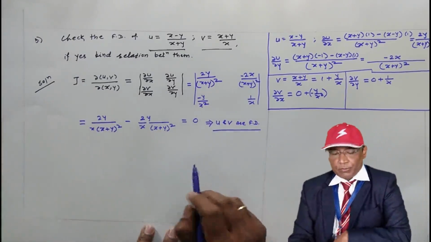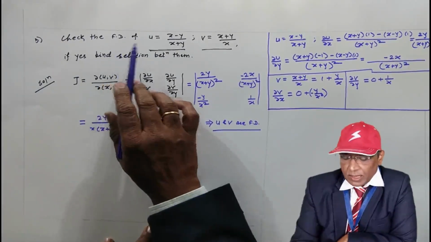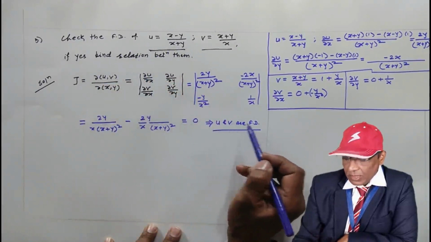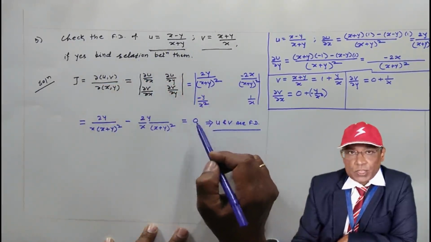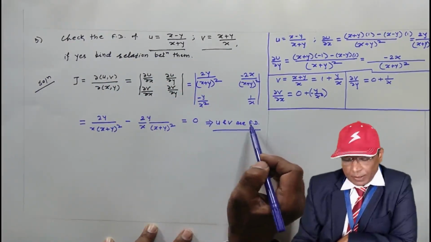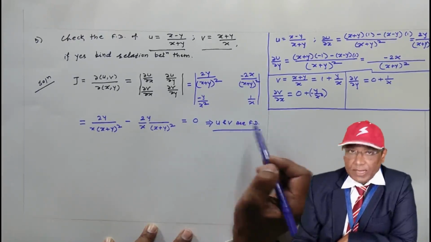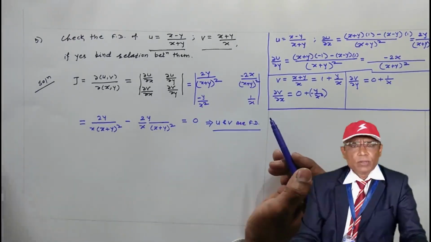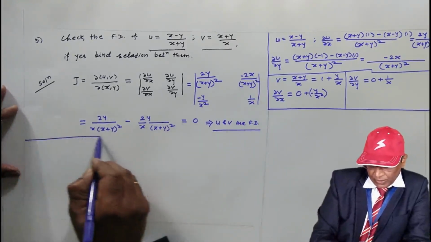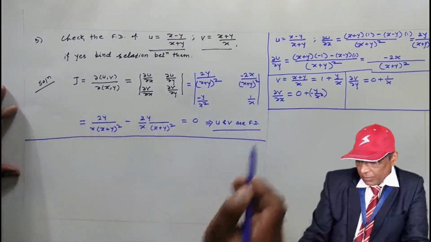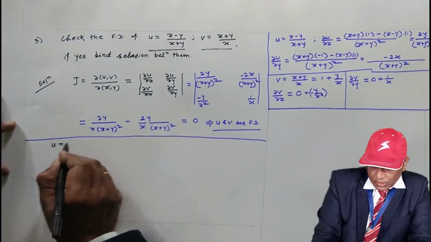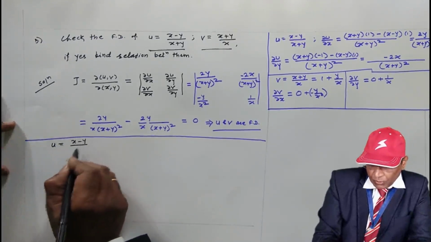Okay, but what is the question? Check they are functionally dependent or not. So we have checked if u and v are functionally dependent or not, and Jacobian is coming to be 0. Therefore, we can state u and v are functionally dependent. If they are dependent, then we are free to find out the relation. So we are going to find out the relation between u and v. See, u is given to you, x minus y by x plus y.